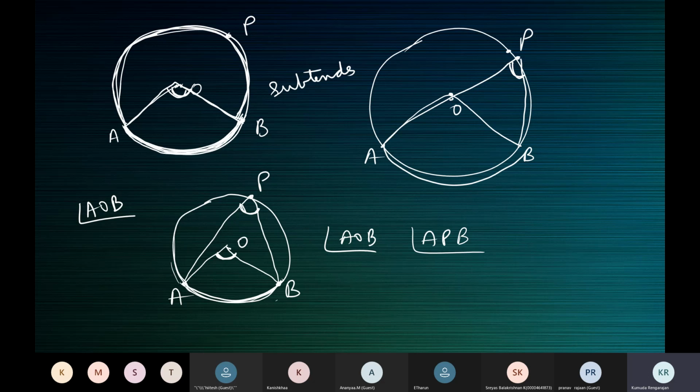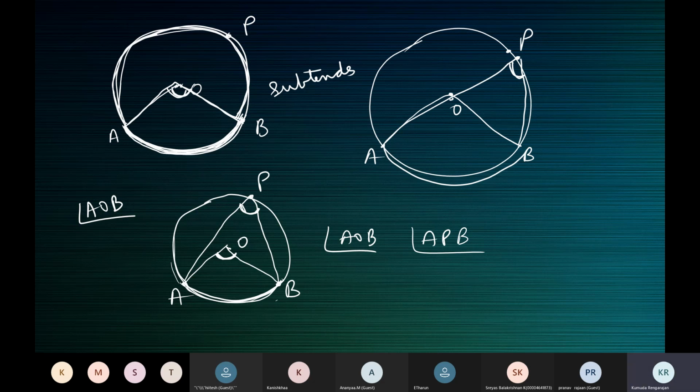So the theorem talks about the relationship between these two angles. There is an arc. It's like a story. This arc makes an angle at the center. The same arc makes an angle at a point on the remaining part of the circle. What is the relation between these two angles? The theorem gives the relationship between two angles made by the same arc.